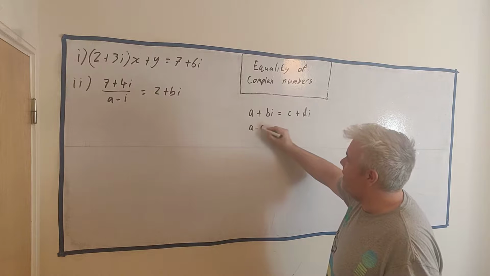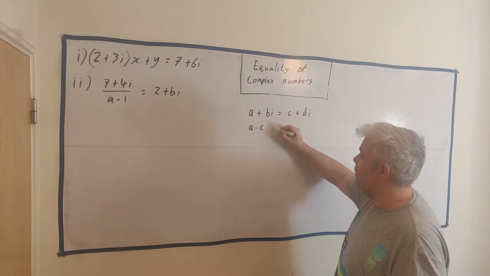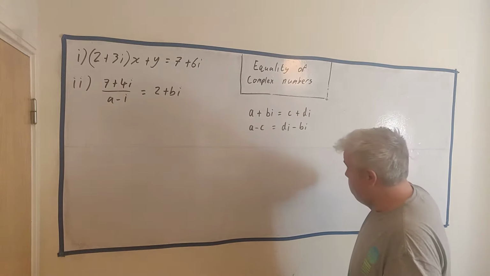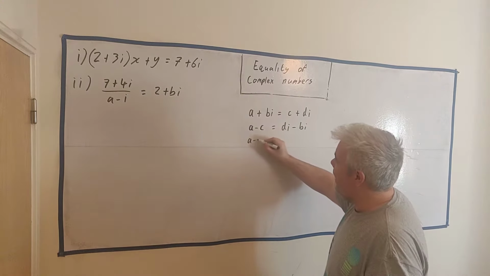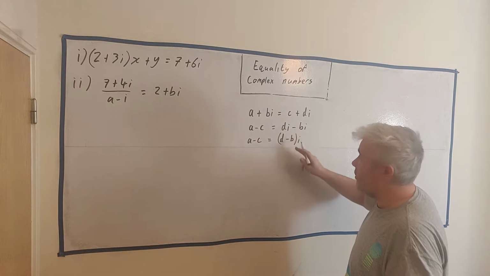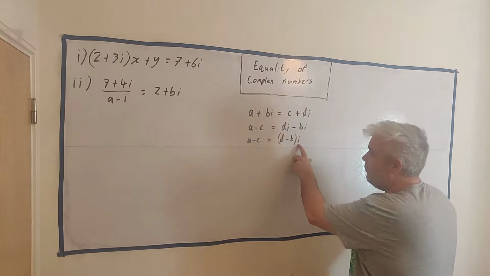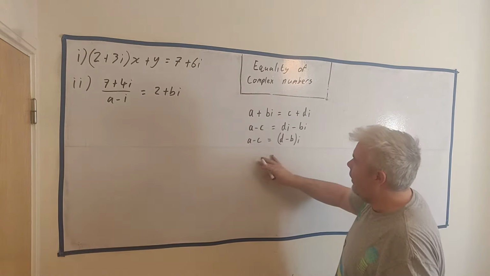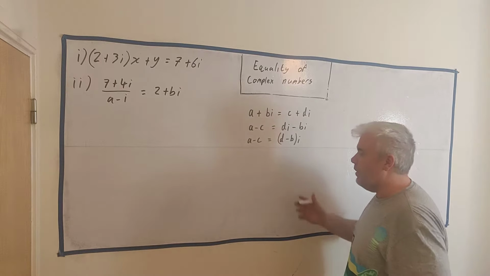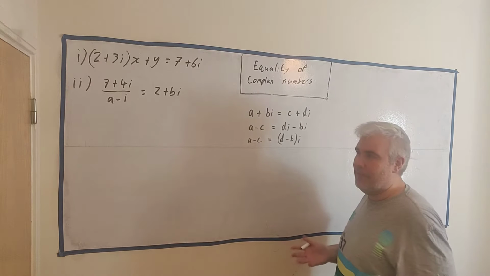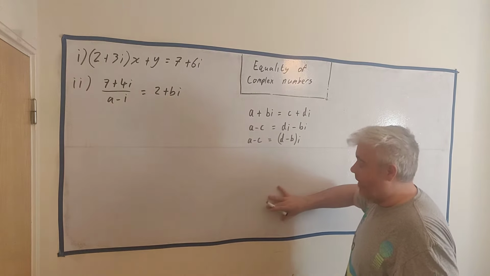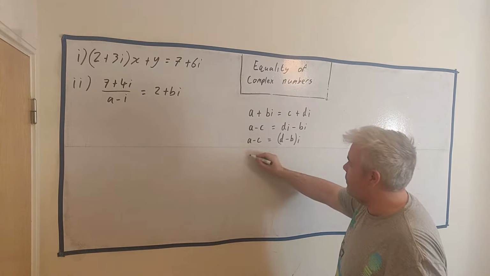So it's a minus c, I'm just taking c from both sides, is equal to di minus bi, took bi from both sides. a minus c is equal to d minus b, times i. I just factorized out the i. And I'll go ahead and square both sides. Now the idea of squaring both sides, it'll be obvious later, it's to find out that something's bigger than 0. In this part at least. And that's going to be really useful to us.